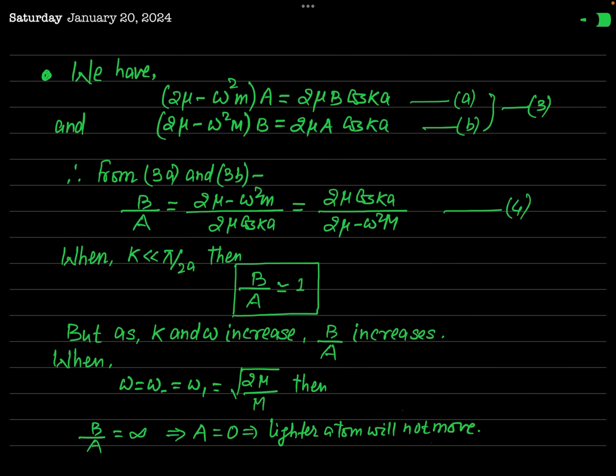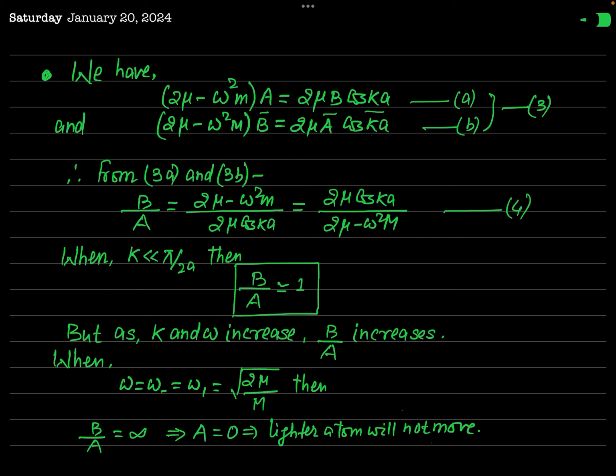Now I have mentioned here two equations, but these two equations have been derived in the first part of the lecture. You can see the first part of my lecture on the vibration of diatomic linear lattice. You have obtained these two relations. The first relation says (2 mu minus omega square times small m) times a is equal to 2 mu b cos ka.